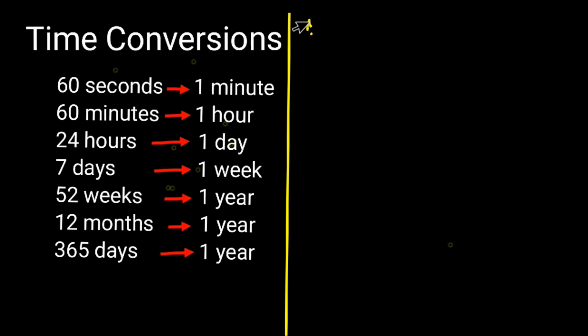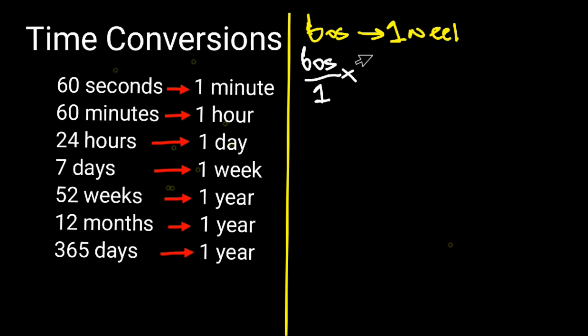So let's convert 60 seconds to weeks. So how many weeks make 60 seconds? Let's start by writing 60 seconds over 1. Then we want to find the relationship between seconds and minutes, because we'll be going from seconds, minutes, days till we arrive at weeks.